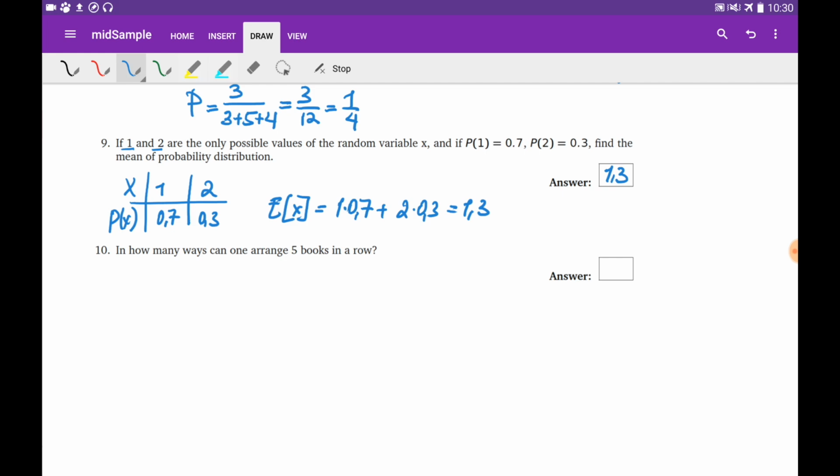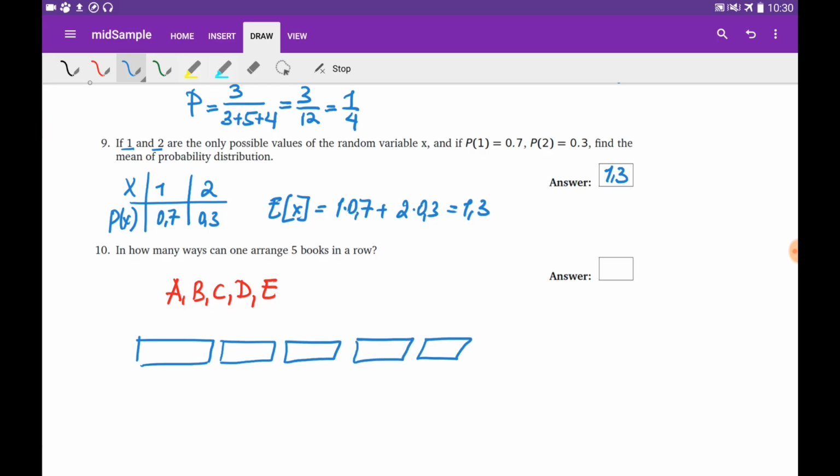In how many ways can one arrange 5 books in a row? Let's say I've got 5 different books, and I have 5 places to put them. So first, second, third, fourth, and fifth places. I need to figure out in how many different orders I can put these 5 different books. Let's start counting the number of ways I can create for the first place. I can choose any of these books for the first place, right? There are 5 different options.